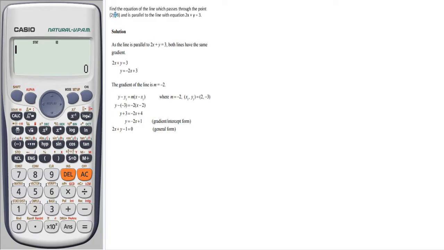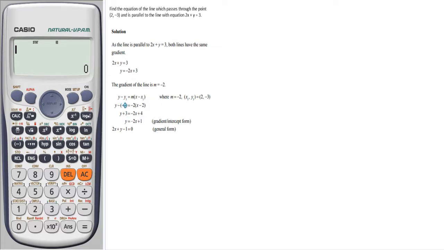Let's look at this other example. It says, find the equation of the line which passes through the point (2, -3) and is parallel to the line with equation 2x + y = 3. Being that they are parallel, both lines will have the same gradient or the same slope. So let's rearrange this equation to make y the subject, in the form y = mx + b. You get y = -2x + 3, so your gradient here equals minus 2. And remember, they are parallel, so both are the same.